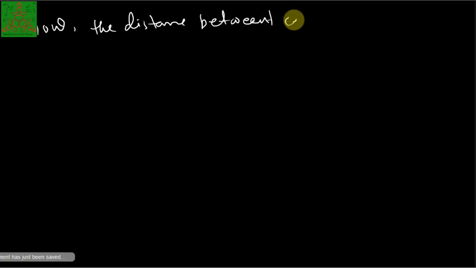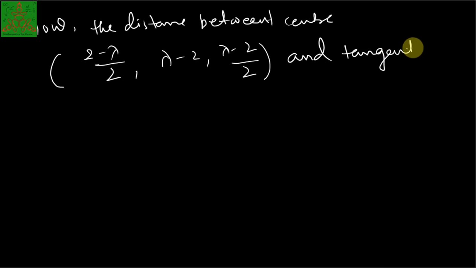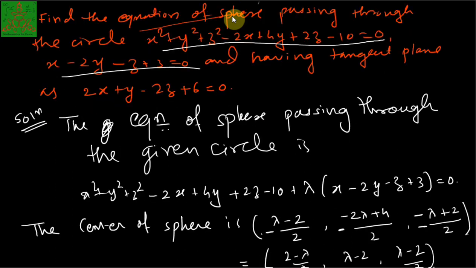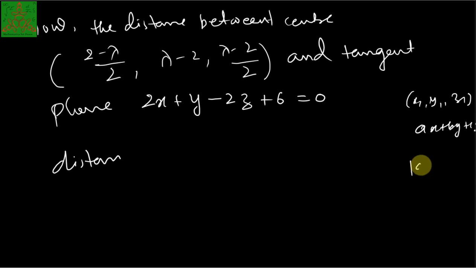Now we know that the distance between the center, which is given as (2 minus lambda upon 2, lambda minus 2, lambda minus 2 upon 2), and the tangent plane given to us, 2x plus y minus 2z plus 6 equal to 0, is exactly the same as the radius. What is the distance? We know that if x1, y1, z1 is the point, and the plane is ax plus by plus cz plus d equal to 0, the distance between this point and the plane can be calculated as ax1 plus by1 plus cz1 plus d upon square root of a square plus b square plus c square. This is the formula to calculate the distance between a point and a plane.